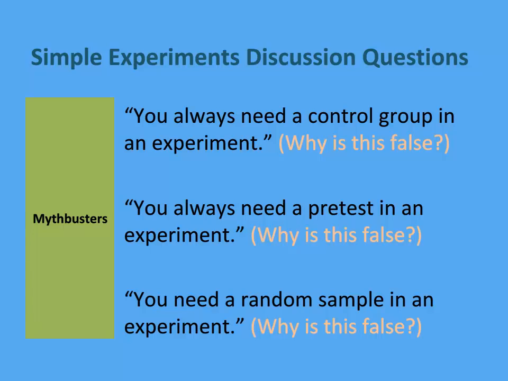So here are a few discussion questions to consider, and I'll just briefly touch on each one. The first being, you always need a control group in an experiment. So first of all, what is a control group? Typically this will be a group that does not experience any kind of treatment. They don't have any kind of manipulation. They just go about their everyday life, and we want to see how things change.